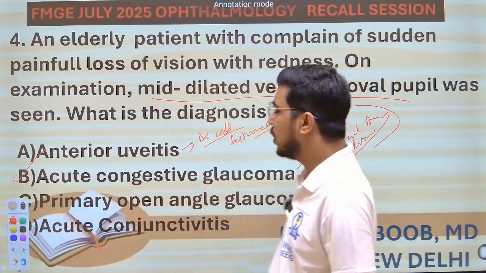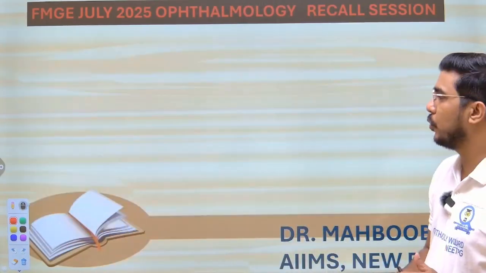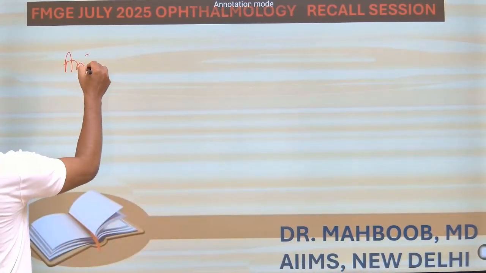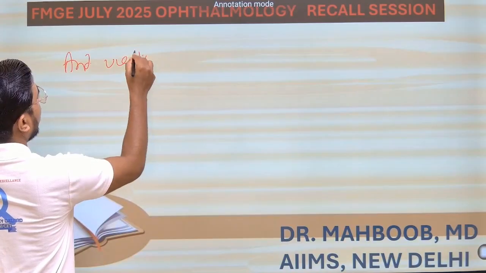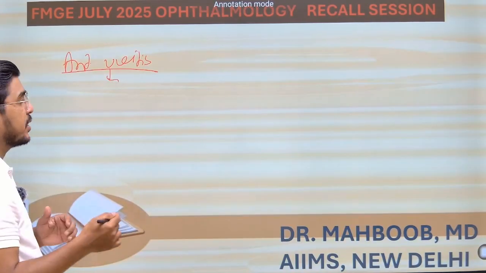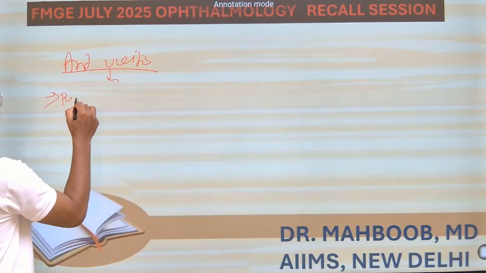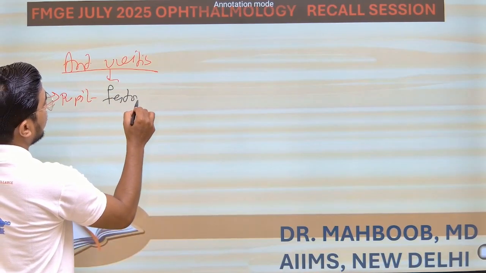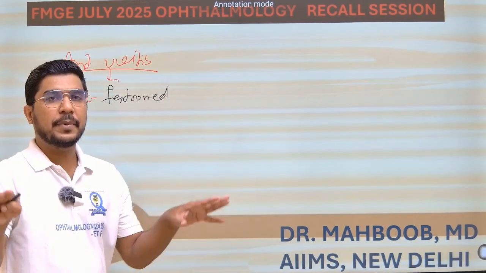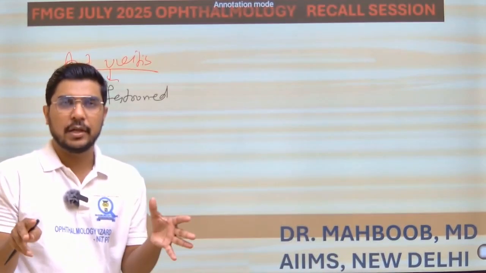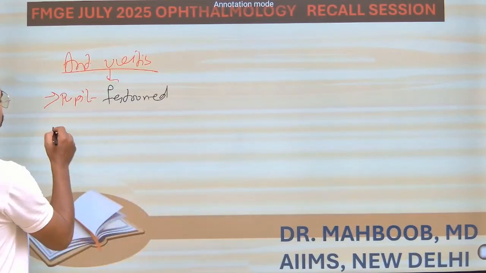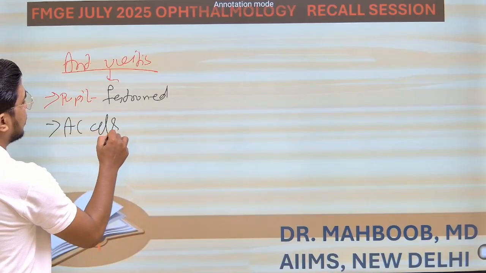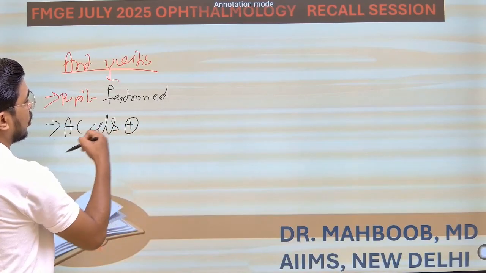Now let's dissect it one by one. Why is it not anterior uveitis? If this were anterior uveitis, what should be the extra thing? One, the pupil should be a festooned pupil. It is irregular. It should not be mid-dilated vertically oval. Second thing is that there would be AC cells present.